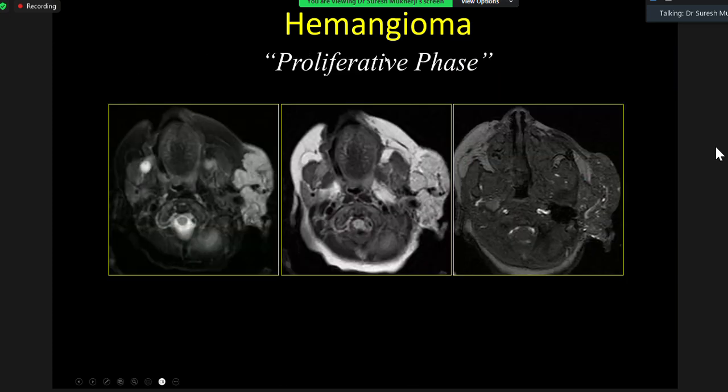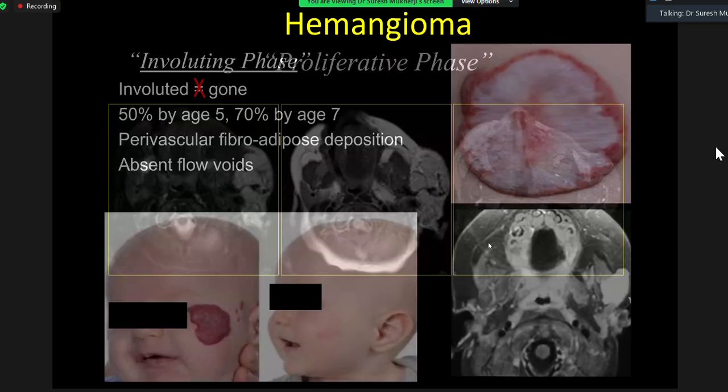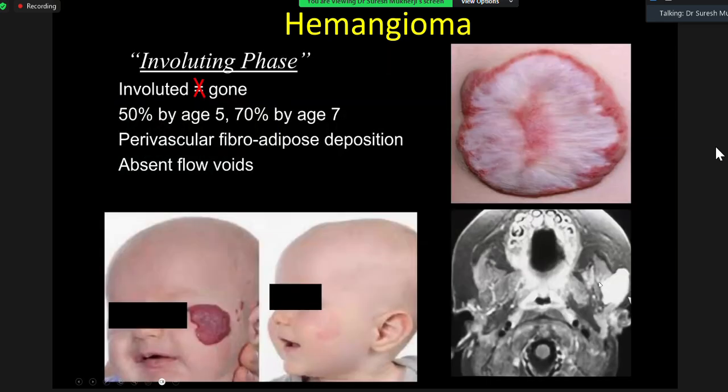But on the other hand, when it's in the involuting phase, the tumor goes away, or I should say the lesion goes away, and then you lose the flow voids. So an involution of a hemangioma does not mean it's gone. Rather, the hemangioma turns into this fibrofatty tissue.